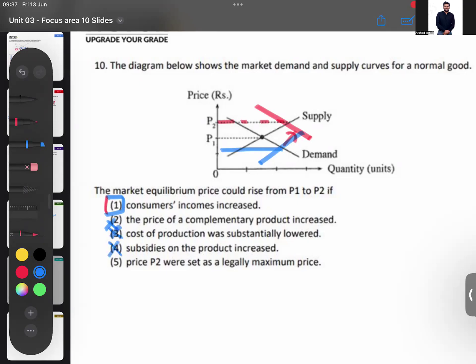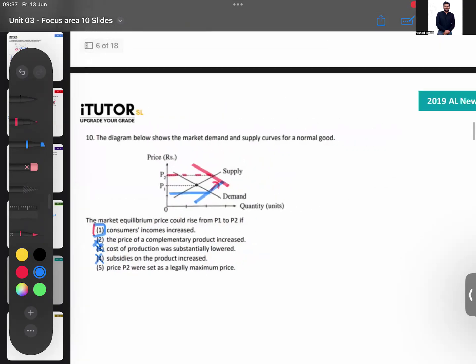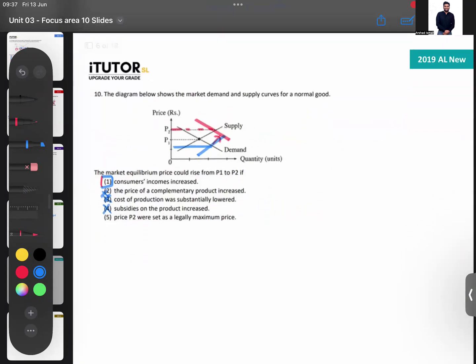Number 5 says P2 was set as a maximum price. Now, can you set P2 as a maximum price? Does it make sense? Can you set a maximum price above equilibrium? Setting a maximum price above equilibrium won't make any sense. You will come back to the normal equilibrium again. It will be ineffective. What's the point? If you set a maximum price, that means you can sell at P2, so you will again start selling at P1 because you will come into the equilibrium that is over there. So not number 5 as well. So the answer will be number 1. 2019, question 10 is number 1.